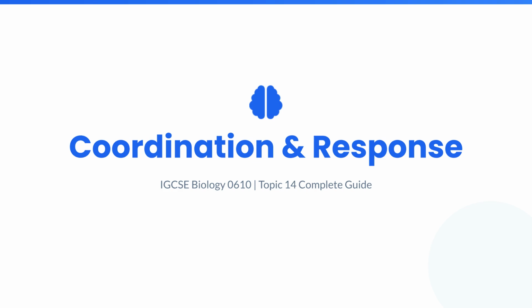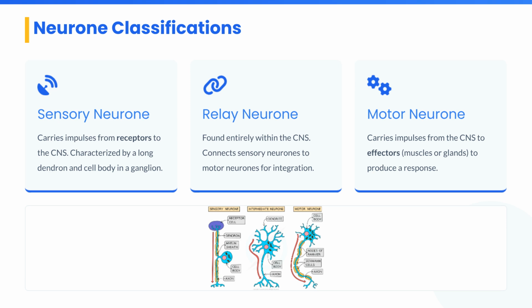Welcome to this complete guide on coordination and response for IGCSE Biology 0610, Topic 14. Neurons are classified into three types. Sensory neurons carry impulses to the central nervous system, while motor neurons carry impulses from the CNS to effectors. Relay neurons are found entirely within the CNS, connecting sensory and motor neurons.